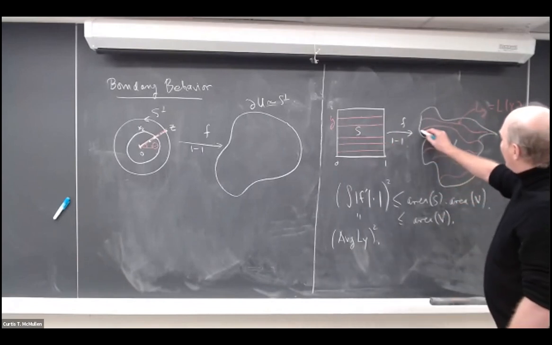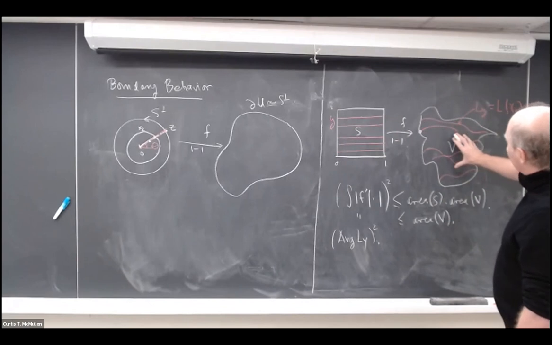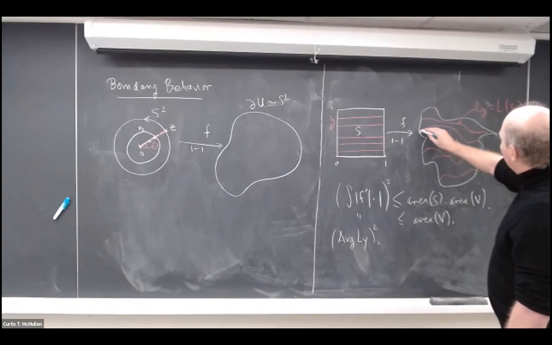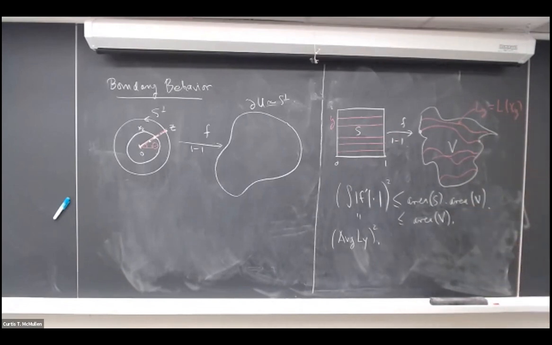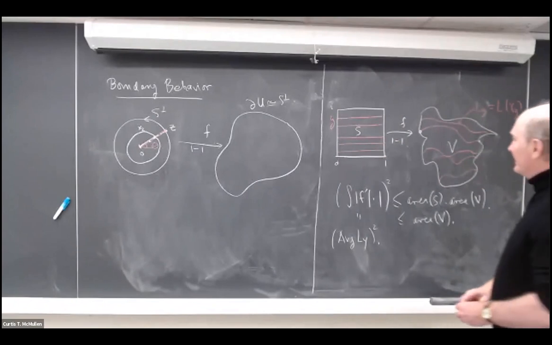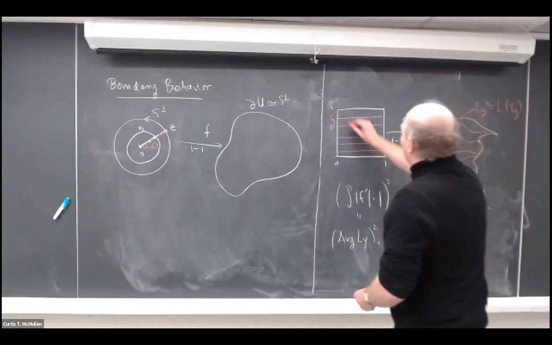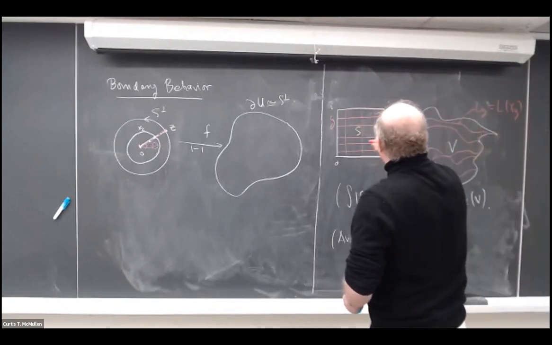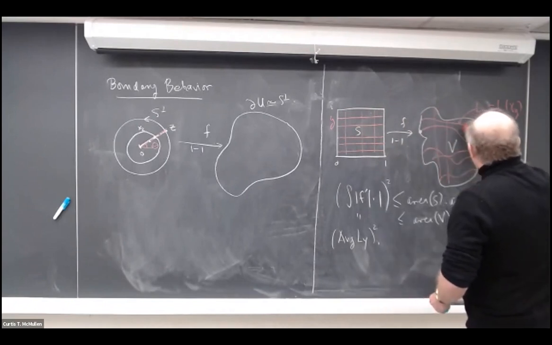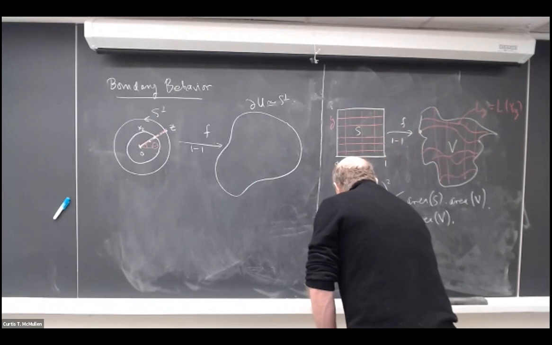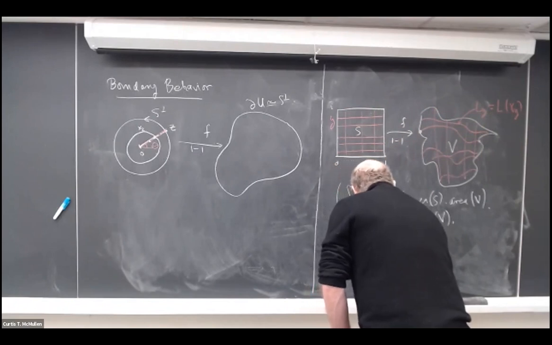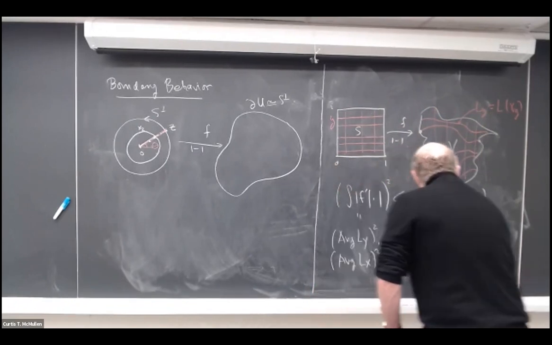That's kind of like what you might expect. You start with a square, and if the area of the image is not too big, then most of the arcs that go from one side to the other are reasonably small. They're bounded explicitly by the square root of the area. Now we can also draw the lines in the vertical direction, and then we get arcs going like this. And what we find is that the average of L of x squared is bounded by the area of V.